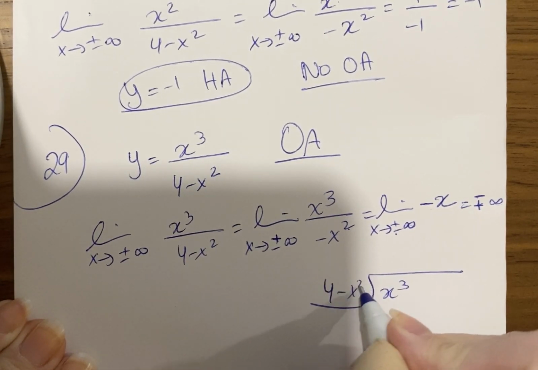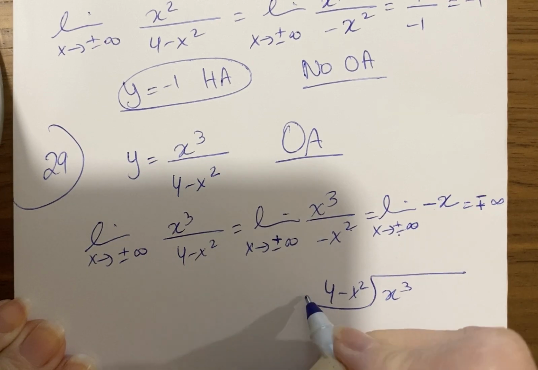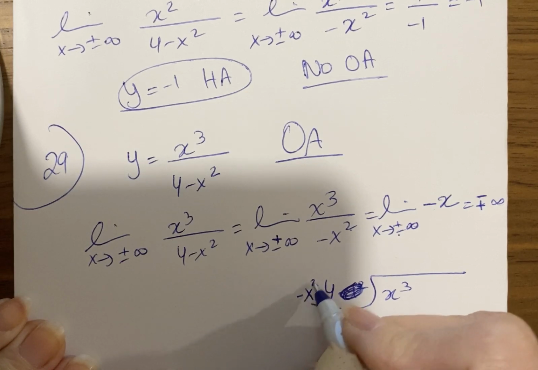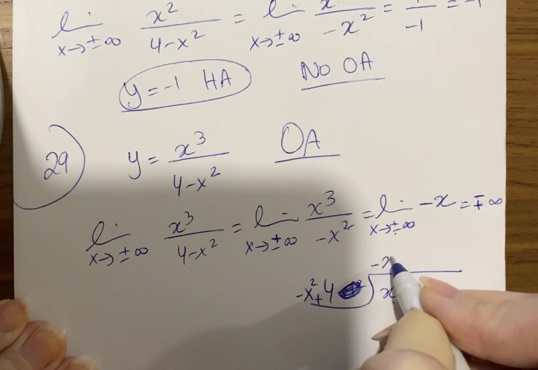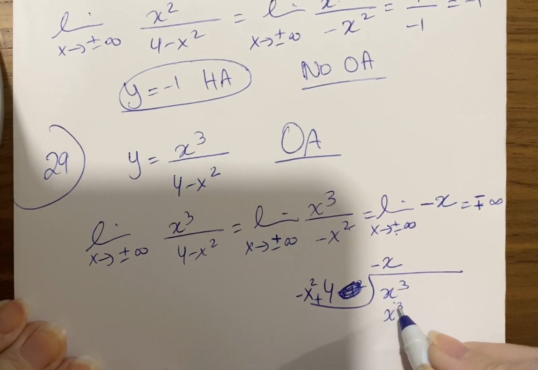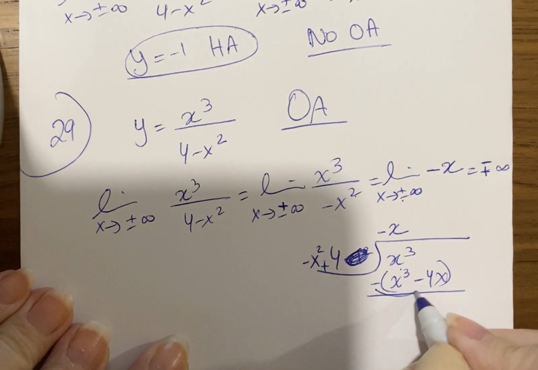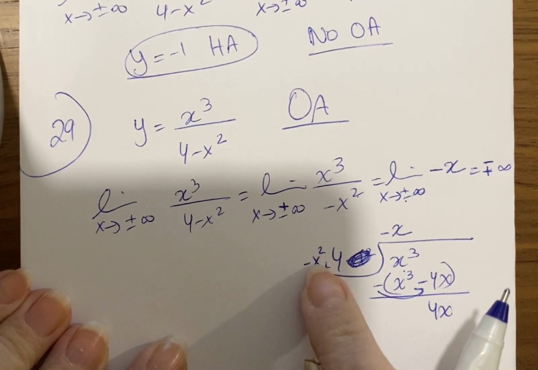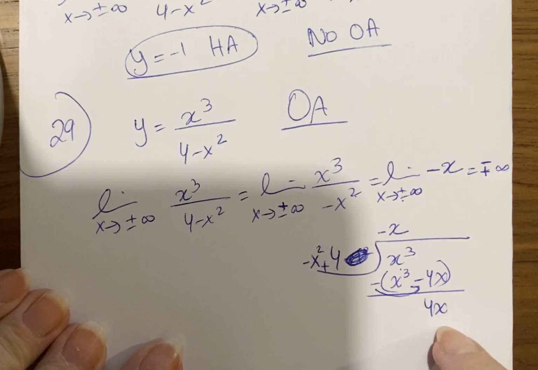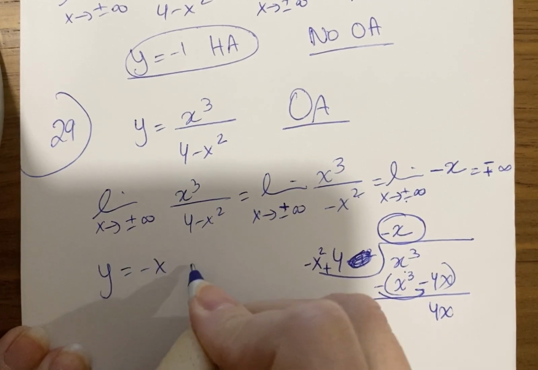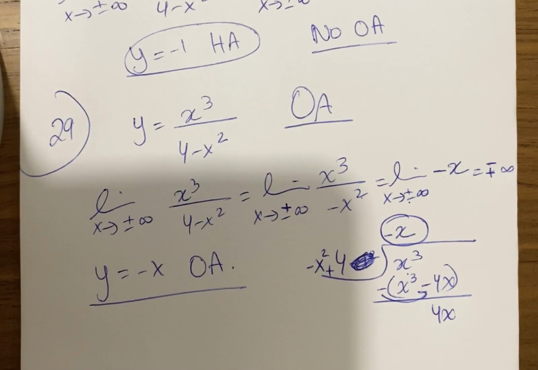X cubed over 4 minus x squared. You actually write it as minus x squared plus 4. Always. So what do we multiply minus x squared by to get x cubed? Minus x. Minus x times minus x squared plus 4 is x cubed minus 4x. You subtract the result. X cubed minus x cubed cancels. Plus 4x. This has a smaller power than this. This means that we stop division. And when we stop division, the quotient we got over here is our oblique asymptote.